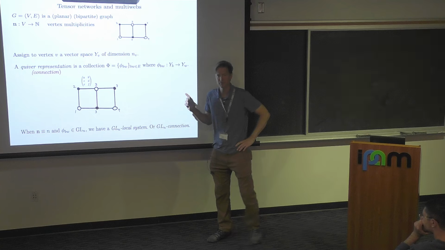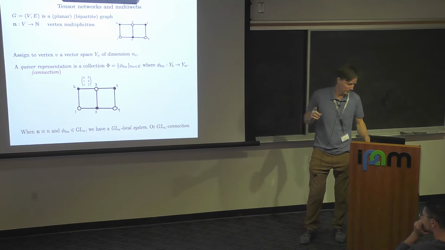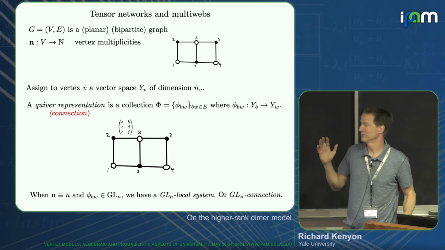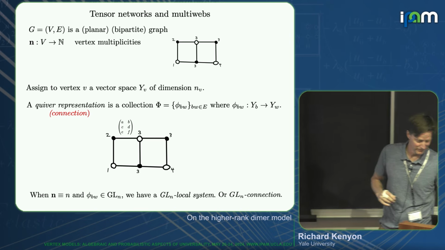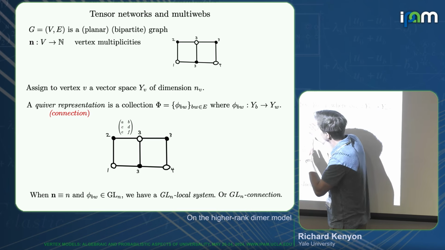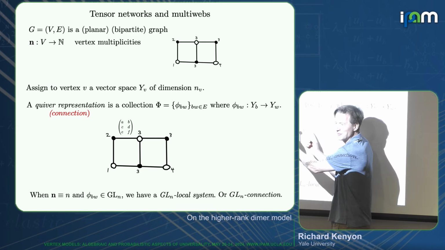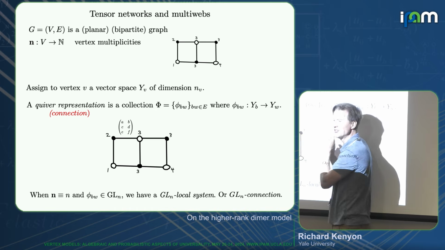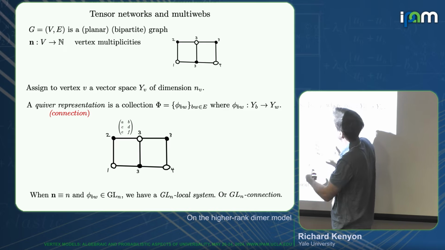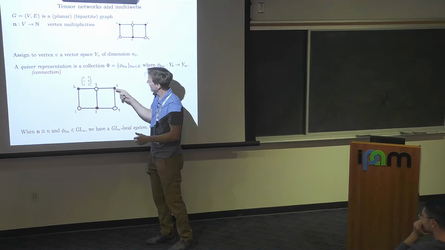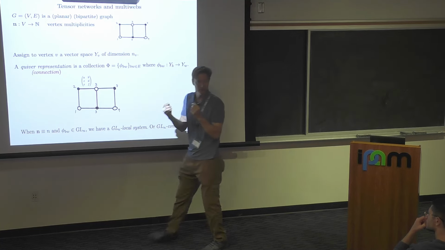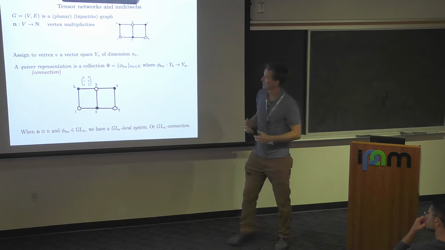Any questions about the definition? So that's the data. When you talk about the dimer model, you have a one-dimensional vector space on every edge, and you just have an edge weight on the edges. So when you talk about edge weights for the dimers, you can think of that edge weight as some sort of scalar isomorphism from a one-dimensional space to itself.